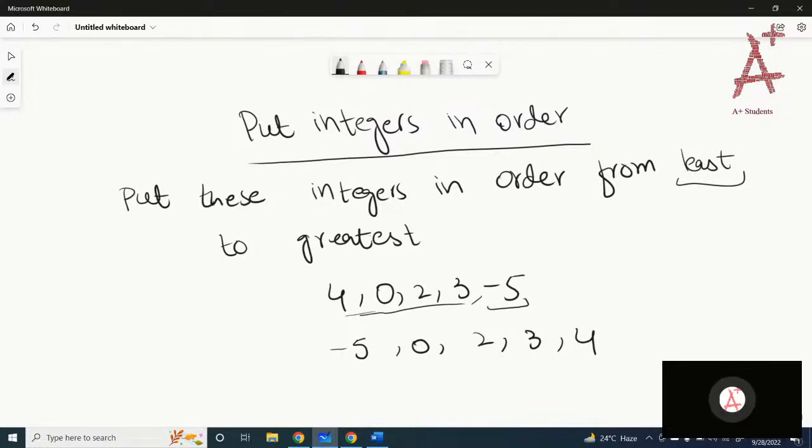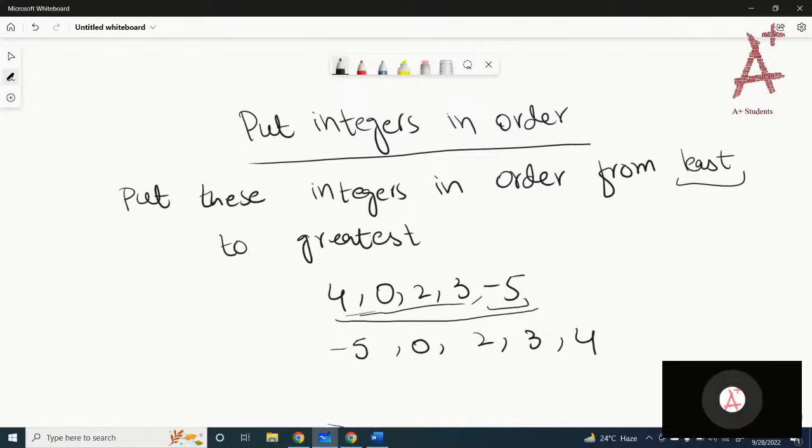Okay, let's start with the first one. Put these integers in order from least to greatest, and the numbers are 4, 0, 2, 3, -5. Oh yes, that's the one already written on the board. So you have to select the correct option. The correct option is -5, 0, 2, 3, and 4. That's the first one. Got it? So just select the correct option and click on the OK button.